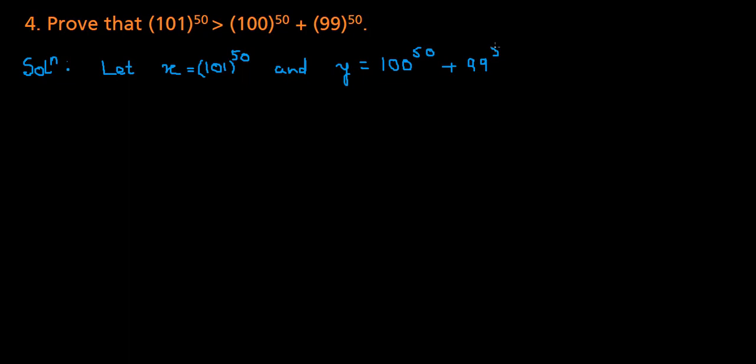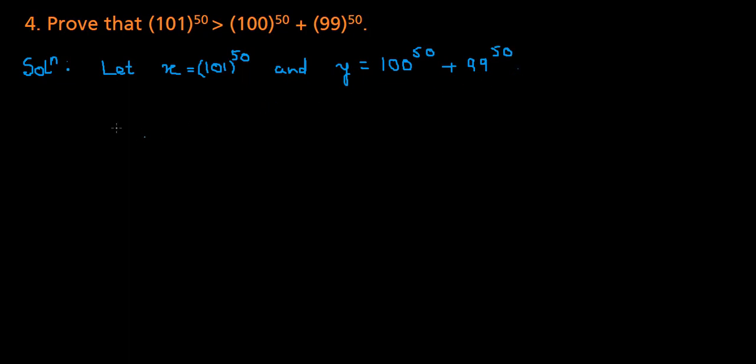Okay. In this question, we are asked to prove that 101 raised to the power of 50 is greater than the sum of 100 raised to the power of 50 plus 99 raised to the power of 50. Okay, so let's do that. So we're going to make an assumption here. We're going to consider 101 raised to the power of 50 to be equivalent to x, and y is equal to 100 raised to the power of 50 plus 99 raised to the power of 50.